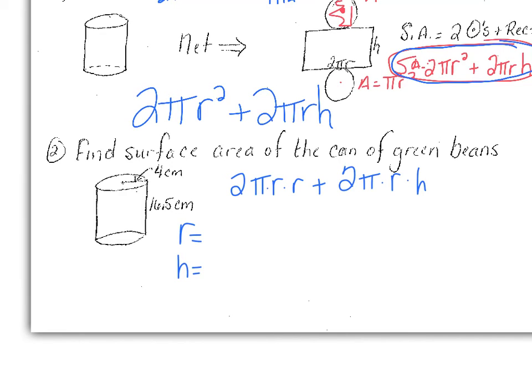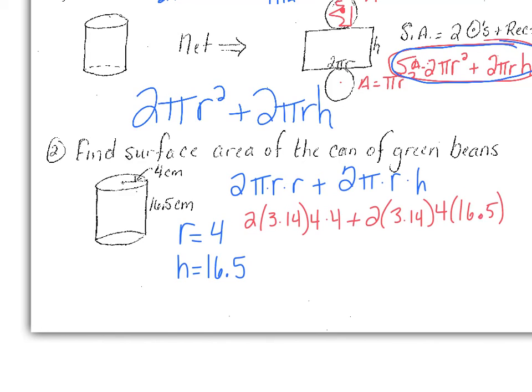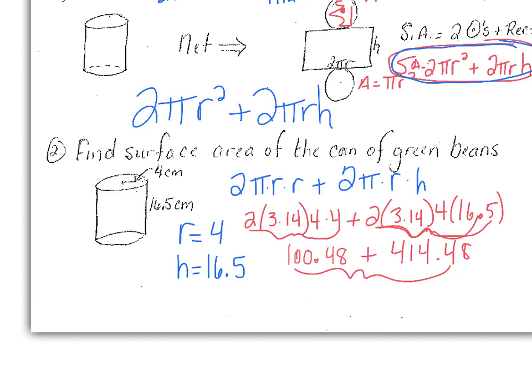Do we have both of those? We sure do. The radius is 4 and the height is 16.5. So we're simply going to plug into this formula. We're going to write down 2 times 3.14 times 4 times 4 plus 2 times 3.14 times 4 times 16.5. You're going to figure this out first because we have to follow the order of operations. Plug those into your calculator. I got 100.48 plus, plug this stuff into your calculator. I think if I did it right, I got 414.48. Check to see if that's right for me. And then you're going to add that back together. Bring that back to class with you tomorrow.